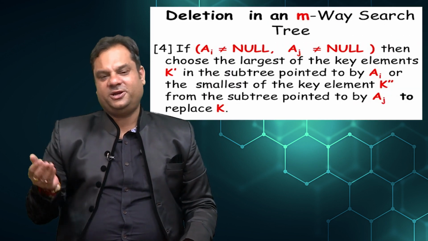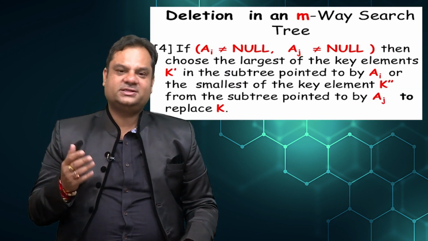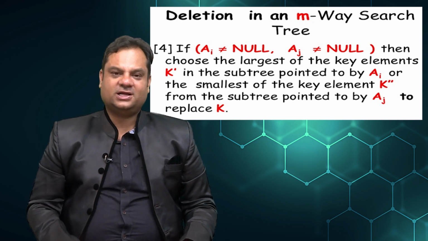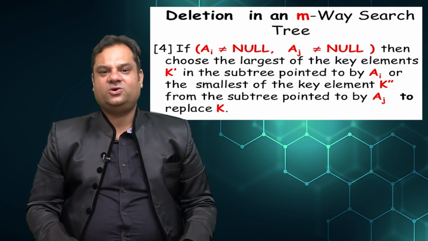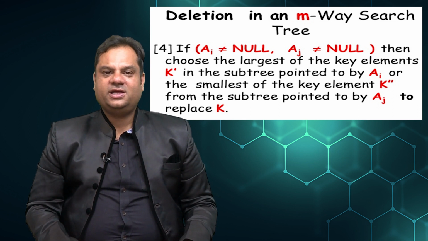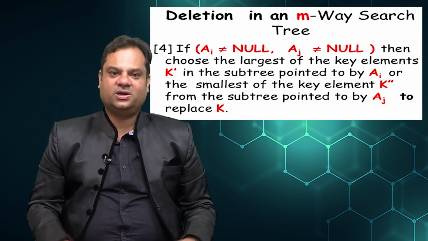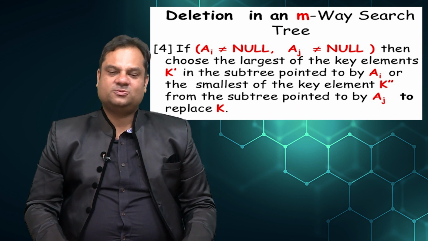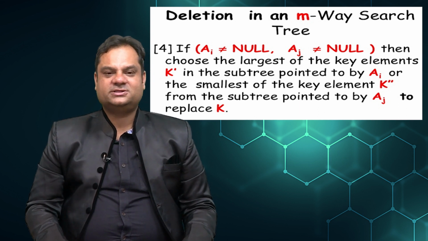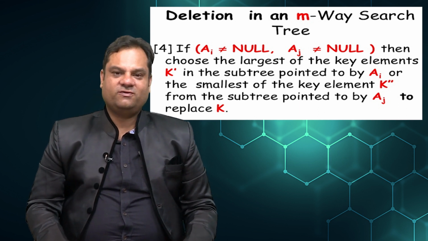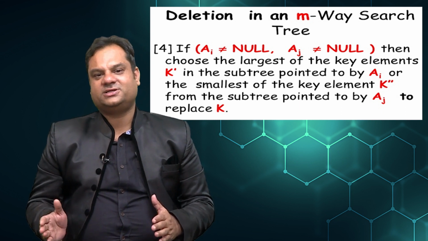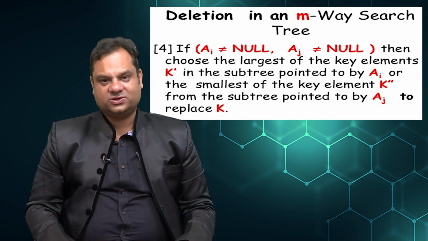Now the last case is a little bit complicated. The above three cases are simple, but the last case is when you are deleting a key and the key has both children. ai is also available and aj is also available. It means ai is not equal to null and aj is not equal to null. ai means all the smaller items compared to the key are available, and aj, the greater items as the right subtree of the key, is also available.